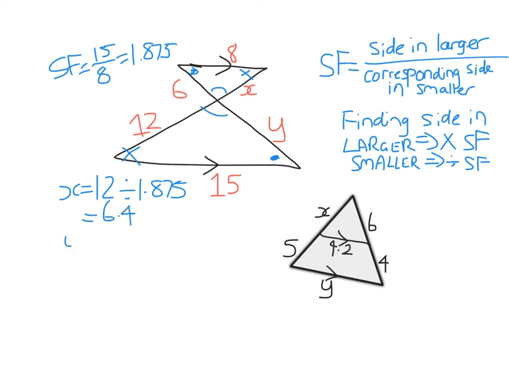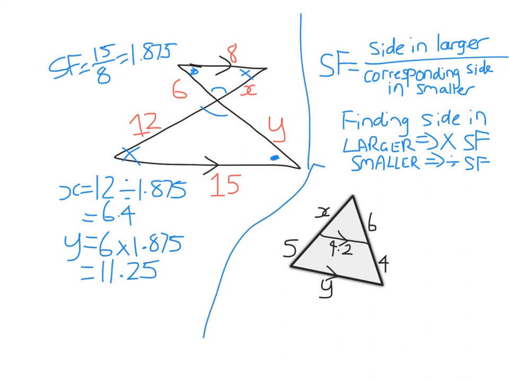So now let's calculate y. Well, y is in the larger shape, so we're going to times by the scale factor. Y corresponds to this side that's 6. So it's going to be 6 times 1.875, which is 11.25. And then we're done.